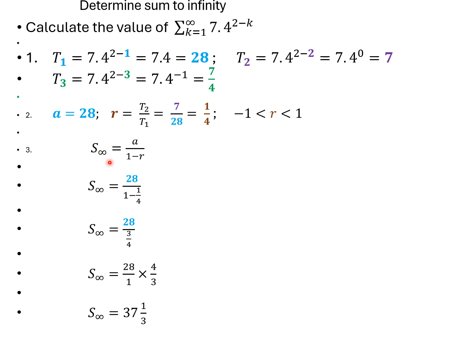All right, so the sum to infinity equation reads a over 1 minus r, a being 28, r being 1 over 4. 1 minus 1 over 4 gives me 3 over 4, so I have 28 divided by 3 over 4. If I change division to multiplication, that becomes 28 over 1 times 4 over 3. Remember, we flip the bottom fraction when we change division to multiplication, so I have 28 times 4 over 3 times 1, and if I simplify this, it becomes 37 and 1 over 3, or if you want to, you can write it as a decimal fraction.